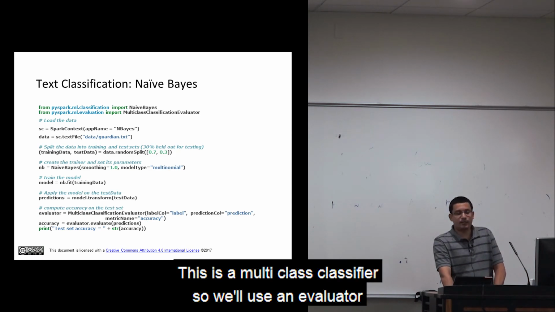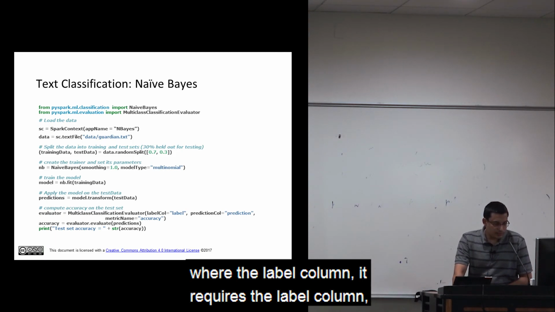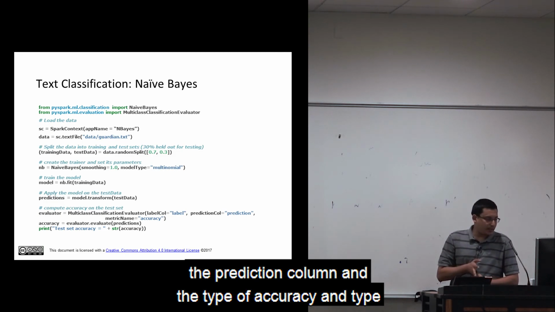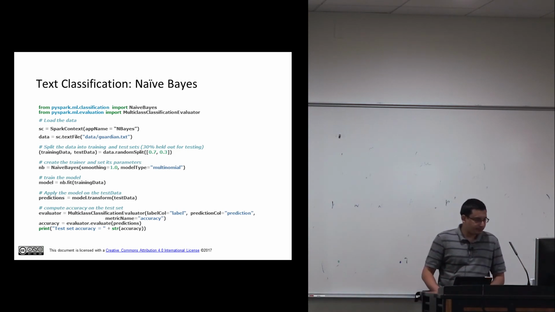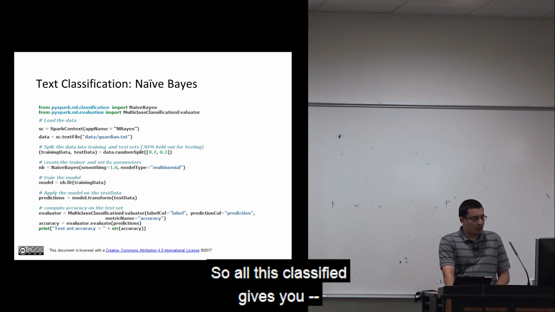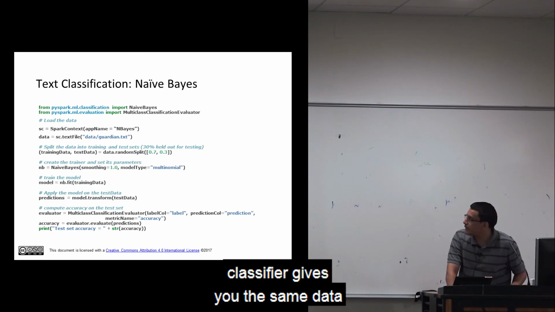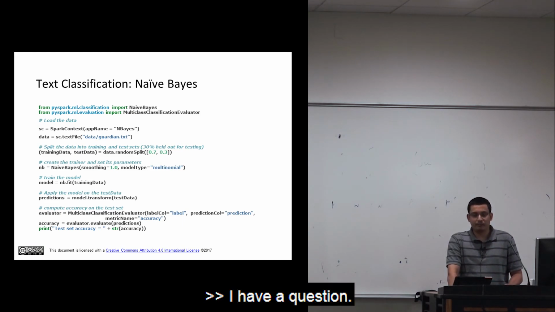This is a multi-class classifier, so we will use an evaluator, the multi-class classification evaluator, where it requires the label column, the prediction column and the type of metric we are interested in. So, you hand over data to the classifier, and the classifier gives you the same data with the prediction column added to it.